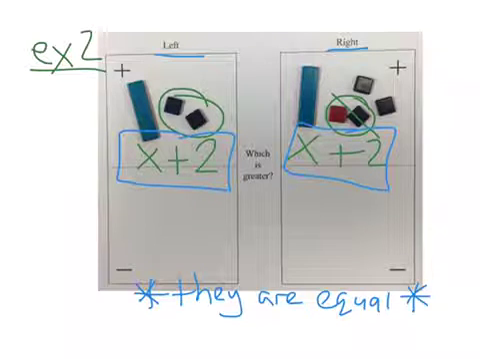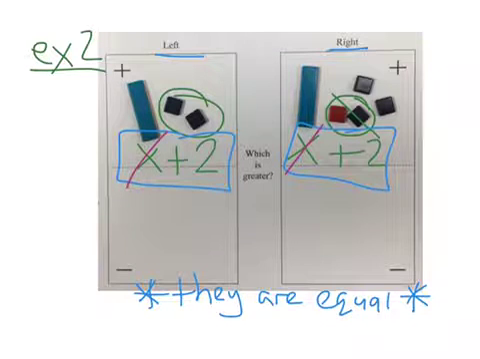Now, some of you might be thinking, but Mrs. G, we didn't remove the x. I still can remove the x just like in our last problem, because when we're comparing two things, if I have exactly the same thing on both sides, I am allowed to remove it. So we would actually be able to remove those x's. So I'm truly comparing 2 to 2, which is the same. So they are equal.